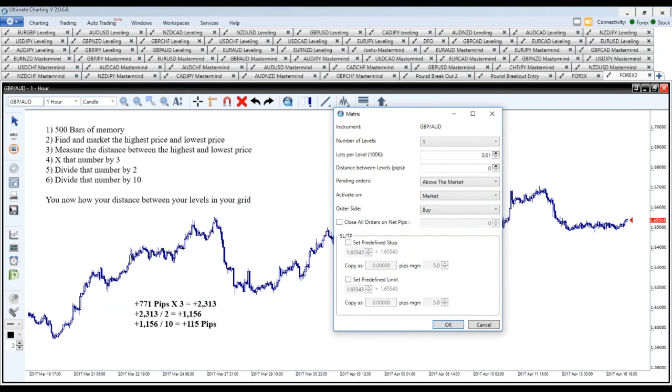This is going to allow me to automate my grid. This is what I'm going to do. I have the number of levels.